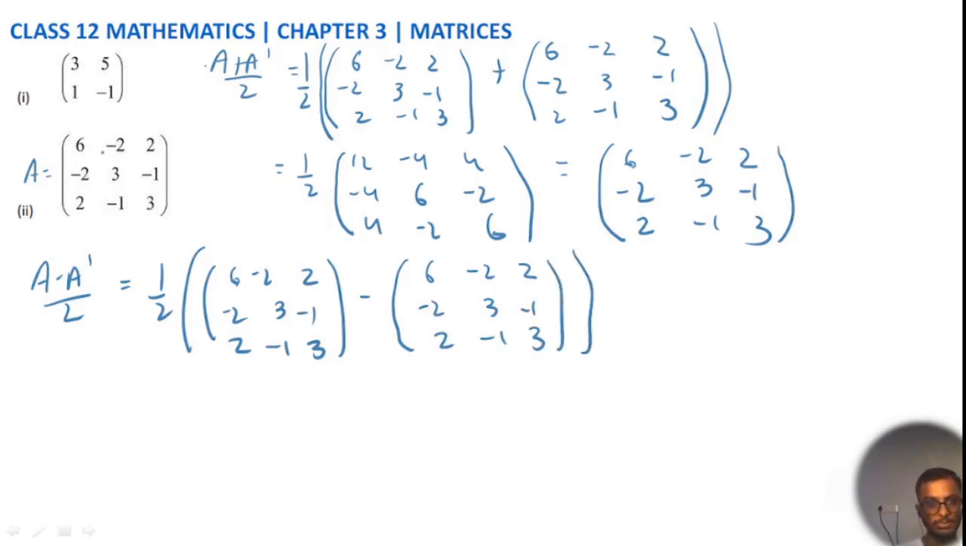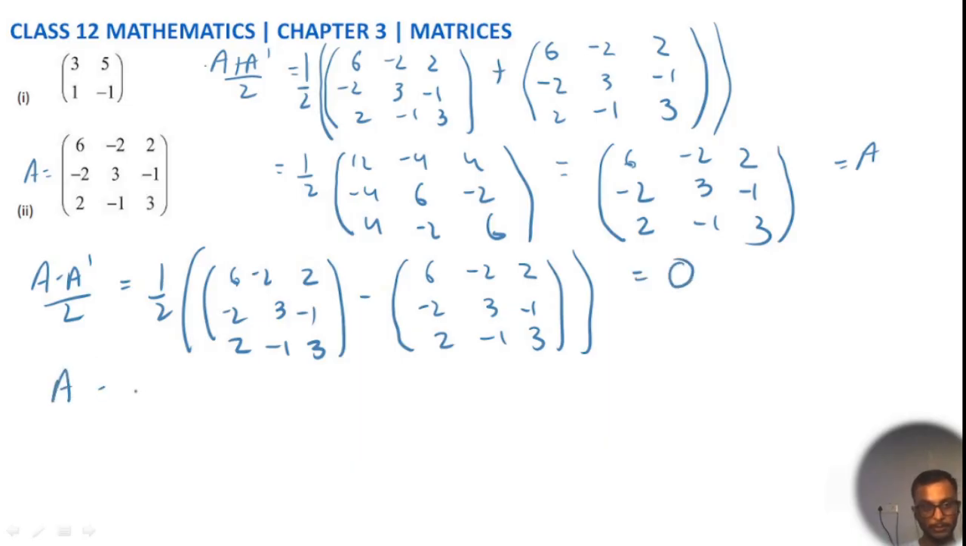In fact, this matrix is itself a symmetric matrix, so you could have directly written this as you got it here, same matrix, right? A. I will tell you after calculating everything what I am trying to say. So this will be 6 minus 6 is 0, minus 2 plus 2 is zero, everything will be 0.